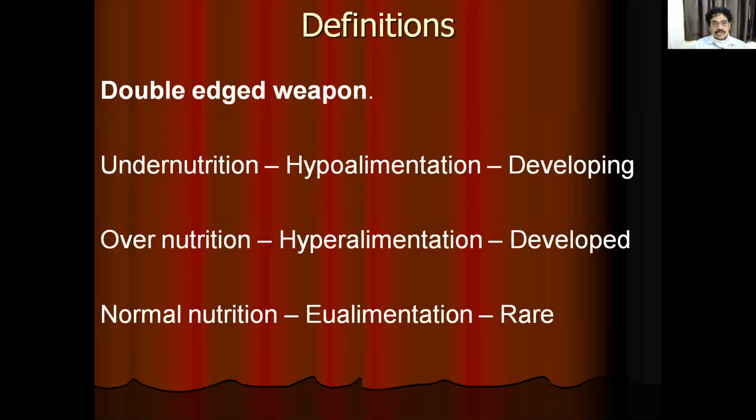A normal nutrition is eco-alimentation. It is a very rare thing. If you take the weights of say 1,000 people, probably maybe 10 or 15 people have eco-alimentation status, or it is rare, and the remaining people are either undernourished or overnourished. So nutritionally speaking, very few people can be called normal.